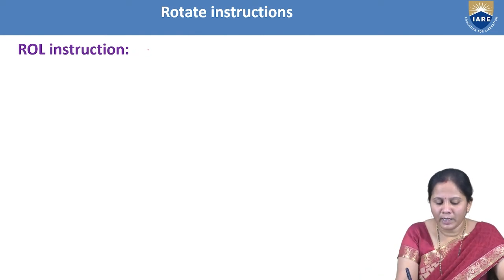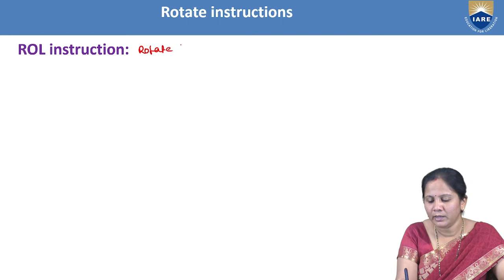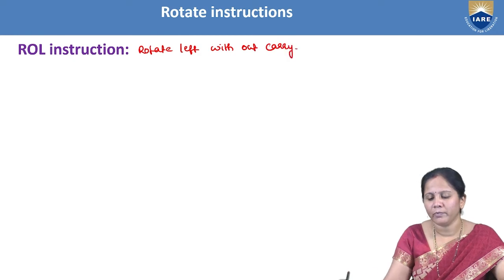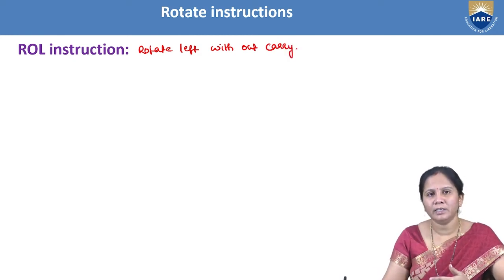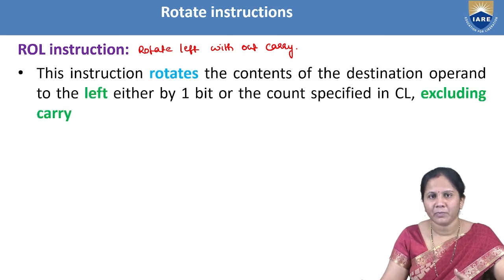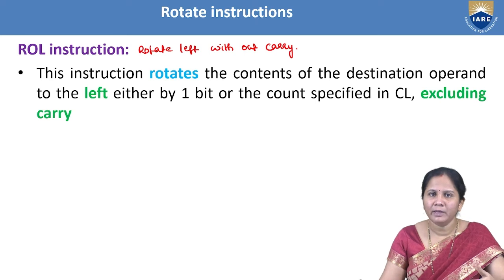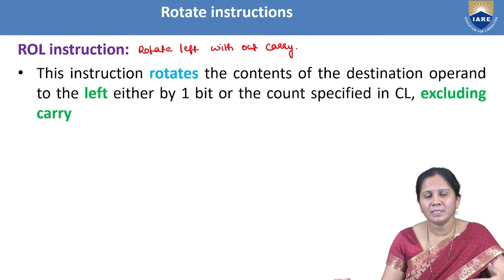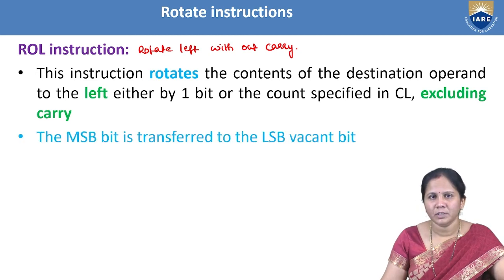Now, similarly ROL represents rotate left without carry. So the content will be rotated towards left by 1 bit. When the data is shifted towards left by 1 bit, the rightmost bit, that means the LSB bit, will become vacant. That vacant LSB bit should be filled with the MSB bit in this case, excluding carry. So here the MSB bit will be transferred to the vacant LSB bit.